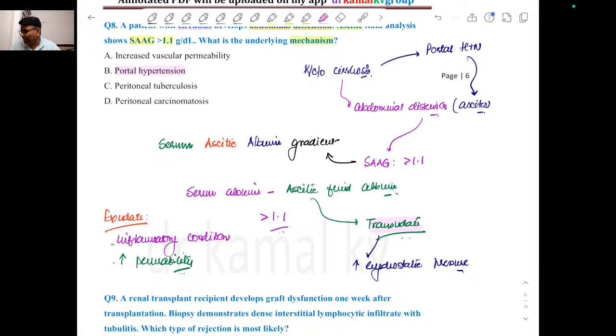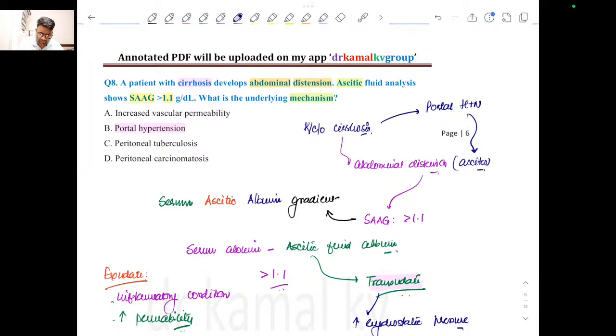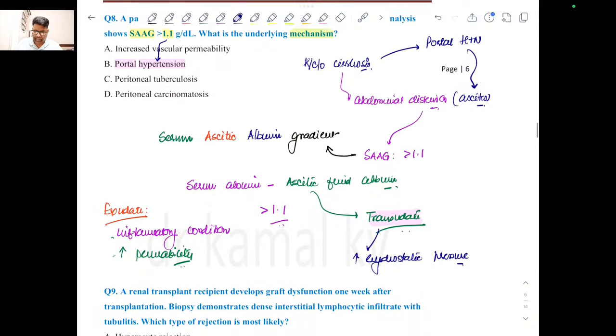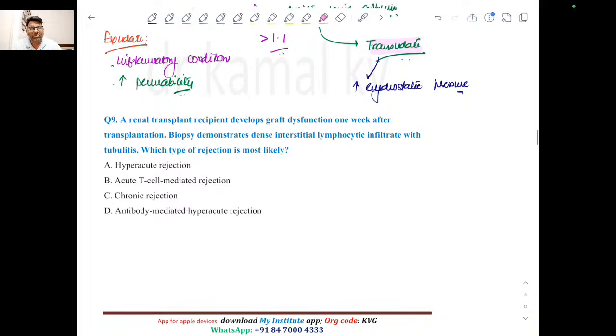Yes, Bhuvana, in inflammation, cancer, we will see exudative. Clear? So that's how you should remember. The moment the value is more than 1.1, think of portal hypertension. It means the hydrostatic pressure is more. So that's a transudate.